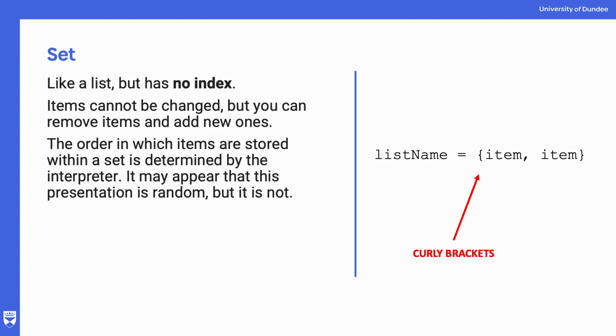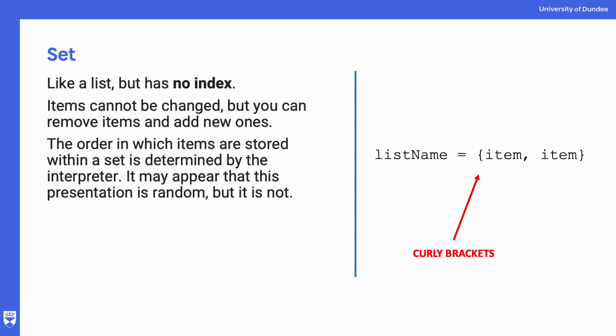A set, then, is again like a list, but this time there isn't an index. So it's not ordered in the same way that a list is ordered. So the way that things are presented, if I was to print this out, depends on the Python interpreter. So it might seem like if I was to create a list and print it out, it might seem random, but it's not. It will be different depending on which interpreter you use.